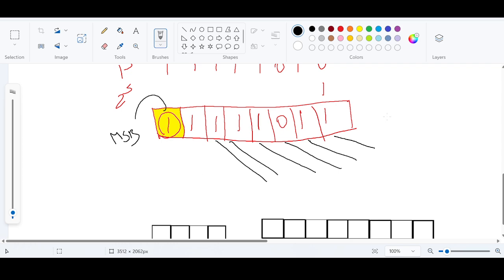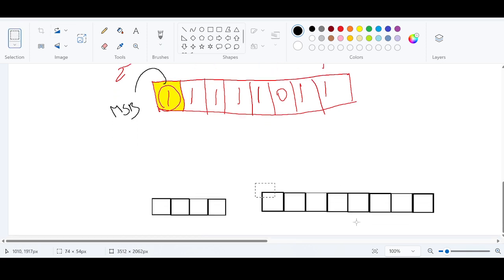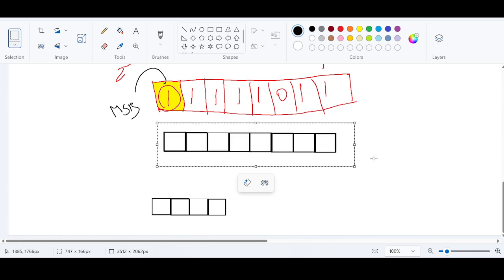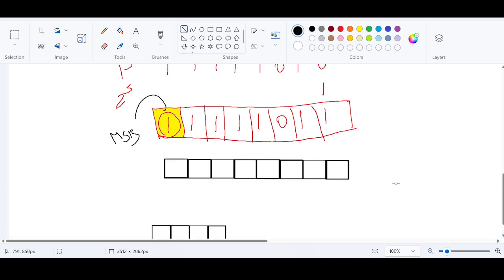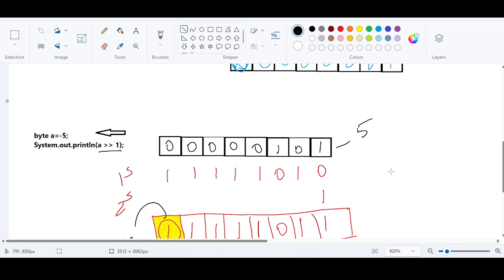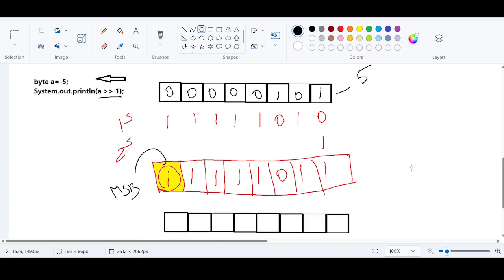Yes or no? Let me take these boxes. I am explaining this for the negative number. We have the negative number 5. If we have a negative number, first you will do the 2's complement, but you cannot directly do the 2's complement. Instead, first you will do the 1's complement, then you will find the 2's complement. After finding the 2's complement, you will mark the MSB as 1. This time the most significant bit has the value 1.